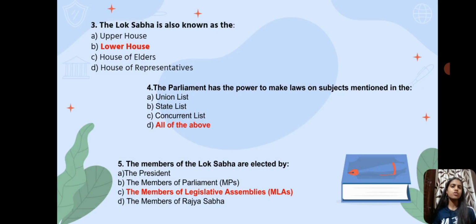Here are a few more questions. The Lok Sabha is also known as A. the upper house, B. the lower house, C. House of Elders, D. House of Representatives. The Rajya Sabha is known as the upper house, hence the Lok Sabha is definitely known as the lower house.